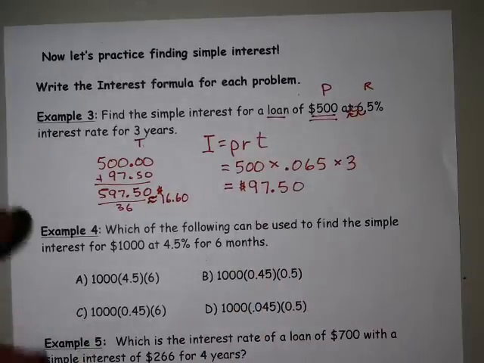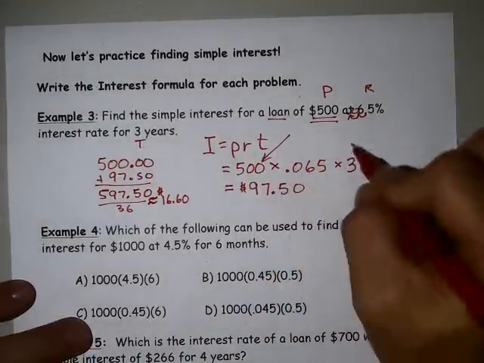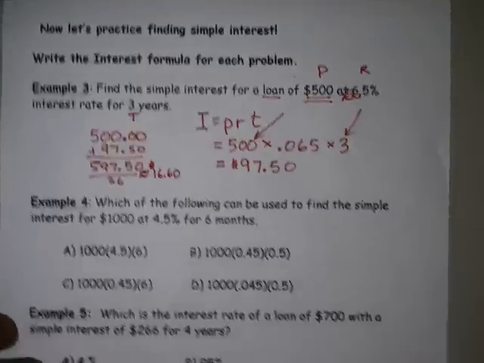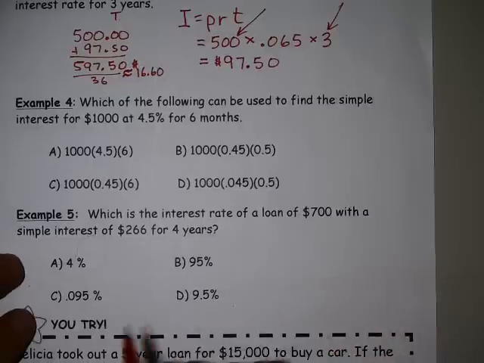Now, that may not seem like a lot, but there's not a whole lot of people that would take out a $500 loan for 3 years. That's not a really feasible thing to do, which means it's a little weird. Okay. All right. So let's look at example 4.